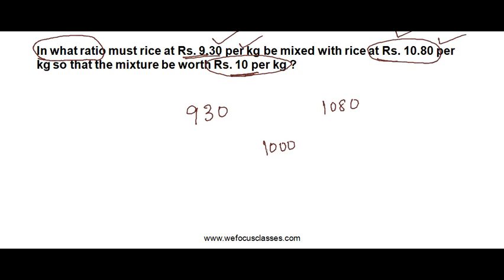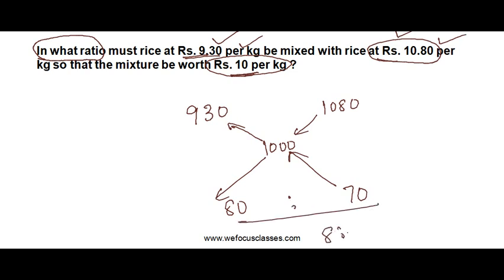Now what we need to do is write the differences. In order to take the difference, you do 1000 minus 930. So you write in this way, whatever difference you are getting, you write here, that is 70. And 1080 minus 1000 you do, you will be getting the difference as 80. So 80 is to 70, that means 80 is to 7 is the ratio. Means this 8 is related to 930 and 7 is related to 1080.